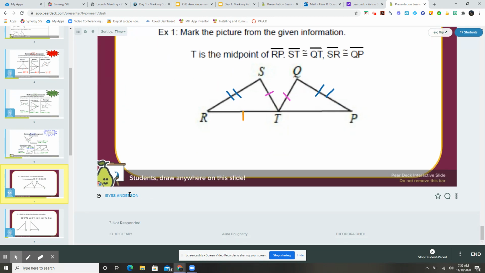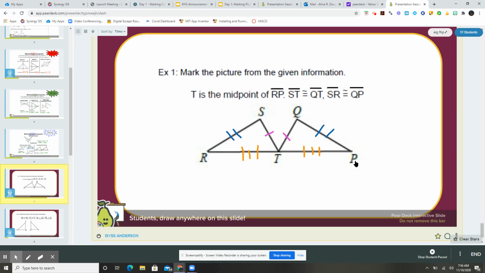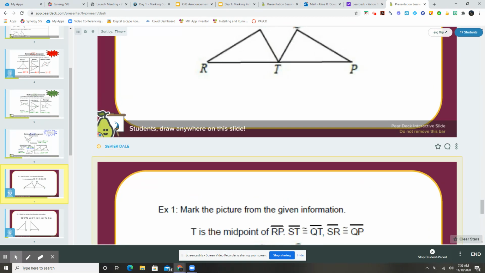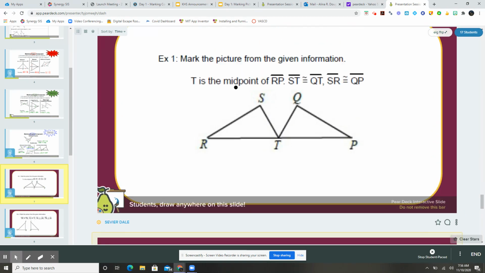Once you're done with this one, there are 4 red slides, or 4 kind of wine burgundy colored slides. You don't have to wait for me. You can go on to the next one, and mark everything that you can mark. Remember, T is the midpoint of RP. If T is the midpoint, then RT is congruent to TP.